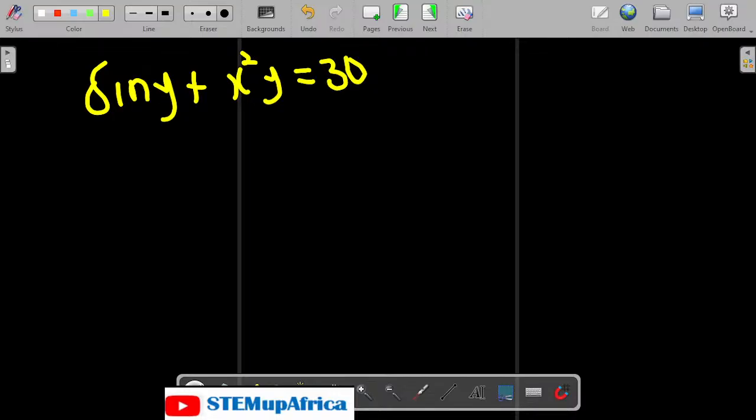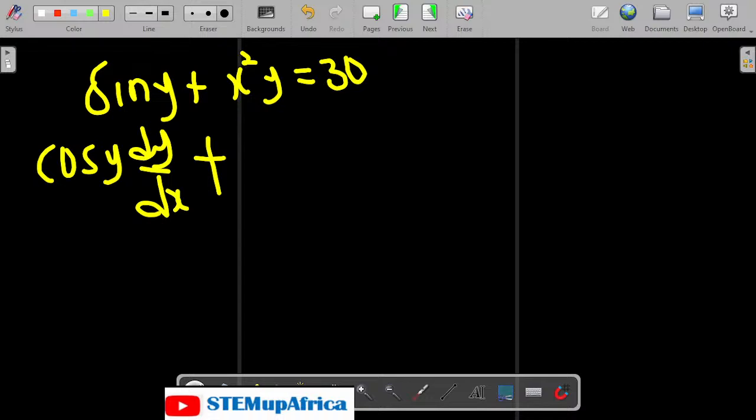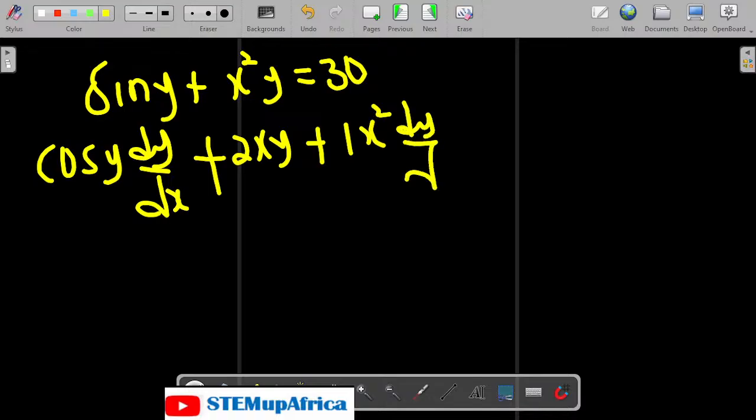So I will differentiate y. Anytime I'm differentiating y, I add dy/dx. So differentiating sine y gives cos y, and I add dy/dx, plus if I differentiate x squared, it will give me 2x, then I leave the y as a constant. Then plus, if I differentiate y, it gives me 1, and I keep the x as a constant, times dy/dx, because I'm differentiating y. Then the derivative of the constant 30 is 0.